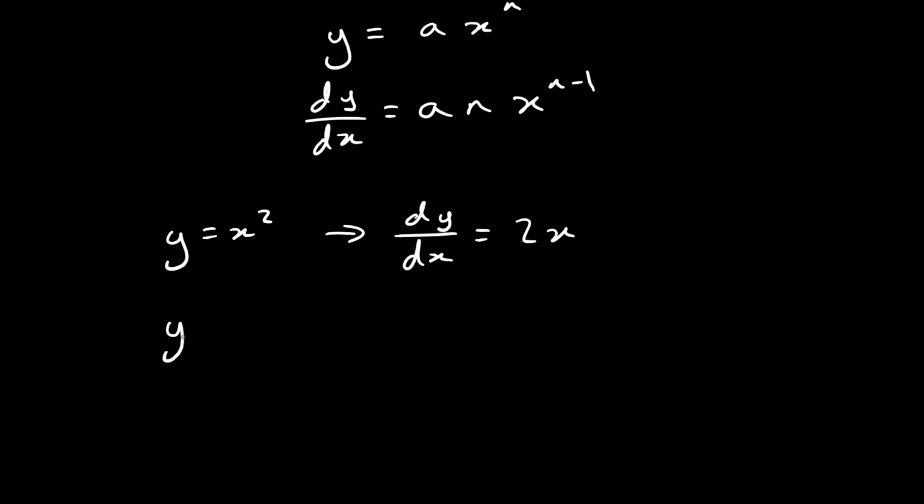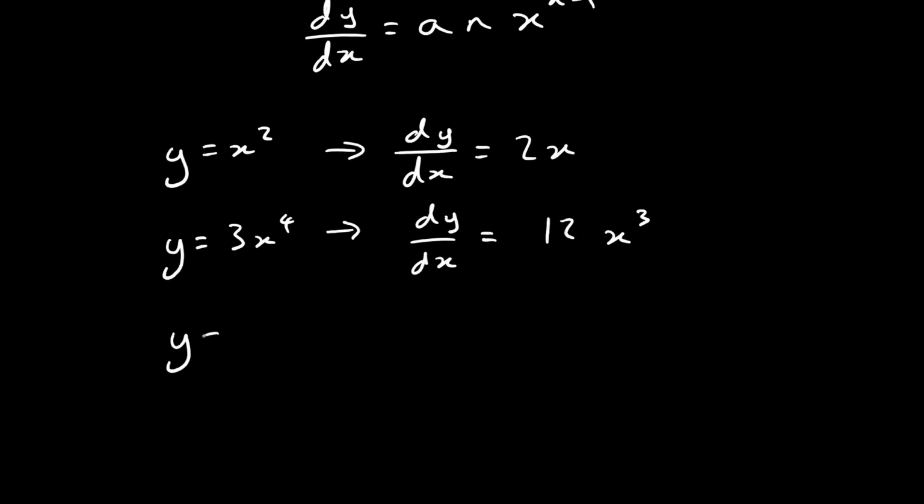So what about y equals 3x to the power of 4? The power climbs down. The 3 comes along for the ride. The 4 comes down, so it's times 4. And then we've got x to the power of 4 minus 1. So we reduce the power by 1, and that becomes 3. What's 3 times 4? That's 12. So it's 12x cubed.